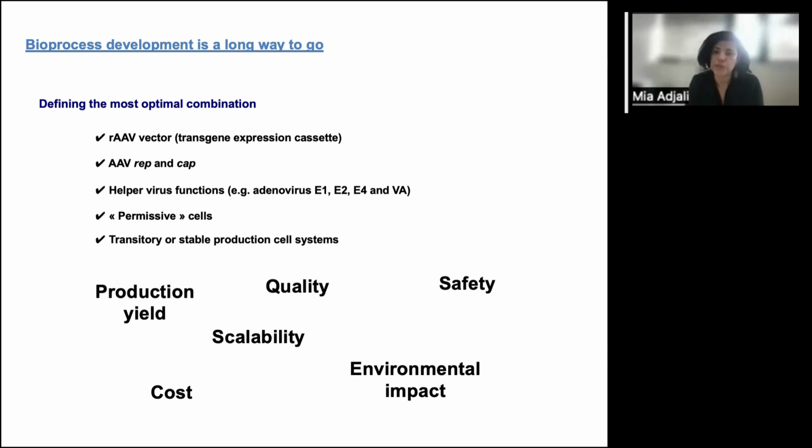First, to produce an AAV vector for an in vivo application, we first need to define the most optimal combination, as already presented very clearly by Rick. First, you have the therapeutic transgene expression cassette, but you also need another plasmid or 2 other plasmids for rep and cap and helper virus functions. You need also to find a permissive cell for AAV production and to define whether you will use a transitory or stable production cell system.